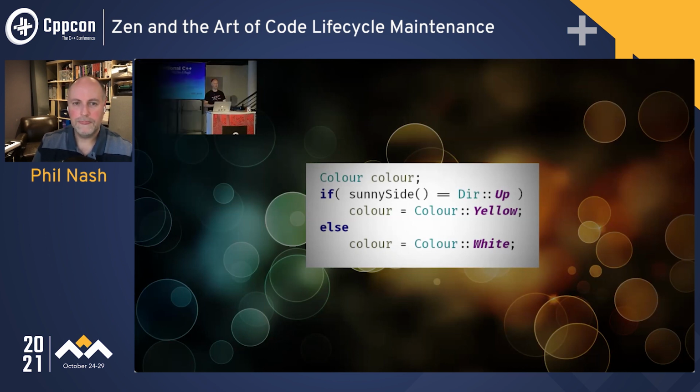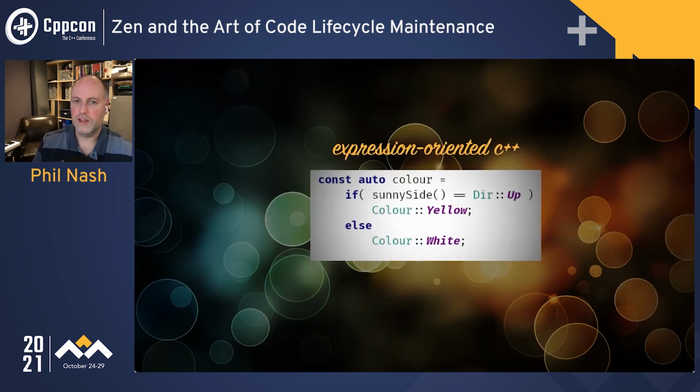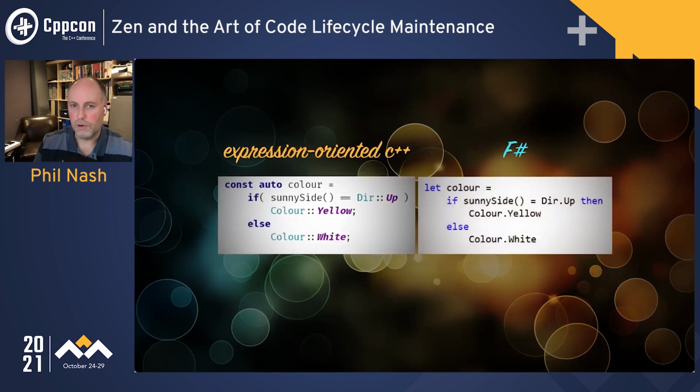Now, if we had what I've called an expression-oriented version of C++, taking cues from some functional programming languages, we could rewrite it something like this, where we treat the if statement as an expression. And now we can initialize our variable directly. We can make it const, there's no side effects, and as a bonus, we can use type inference as well, because now that's all known. In fact, I sort of borrowed that particular example from F#. It has very, very similar syntax to that.